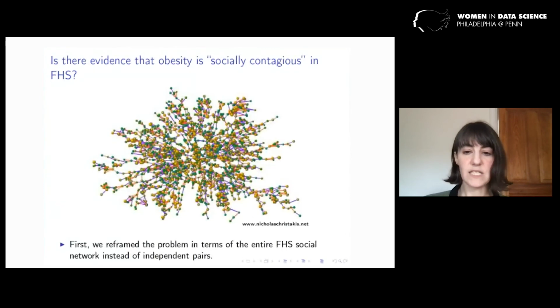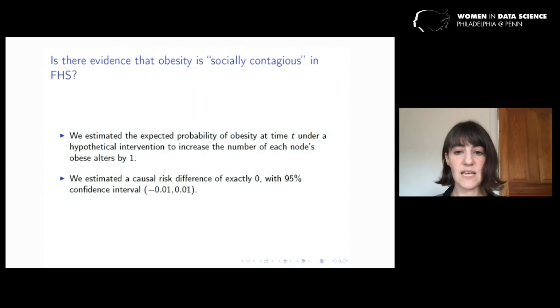So the first thing that we did was to reframe the question. Instead of treating each alter-ego pair as a separate line in the regression, we came up with a version of peer effects that can be defined simultaneously for all of the nodes in this interconnected network. And that was to estimate the expected change in an ego's obesity status if we were to increase by 1 the number of their alters who meet the criteria for obesity. Our estimate, which was on the additive scale, was exactly 0, so exactly the null value, and it has a pretty narrow confidence interval.